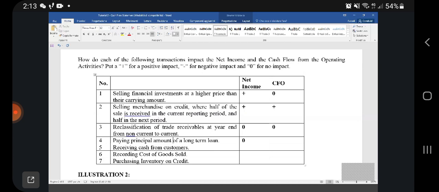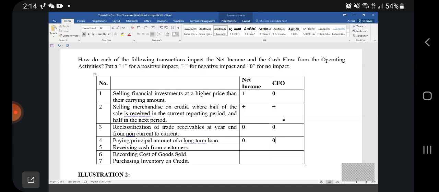What about the cash flows from operating activities? No impact. Why? I'm paying some money, so it should be something there. Of course it is. There are cash outflows involved, but they are going to be classified and reported under the cash flows from financing activities, as we are repaying loans and debts, okay? So as a CFO, 0.